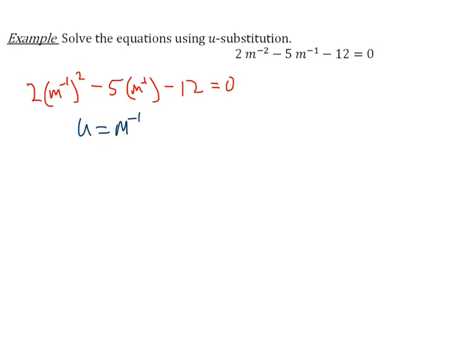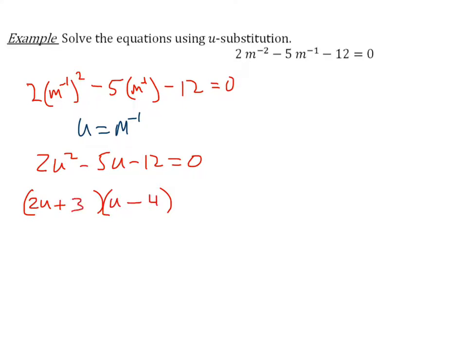So we can substitute u for that, and we get 2 times u squared minus 5u minus 12 equals 0. And this can be factored. I'll let you work that out. It's going to be 2u and 1u, and then we're going to have a minus 4 and a plus 3.